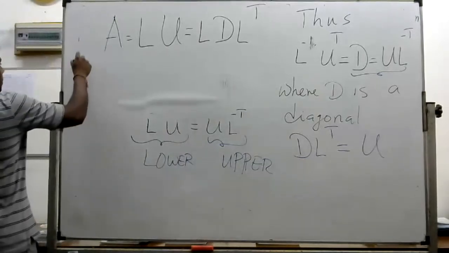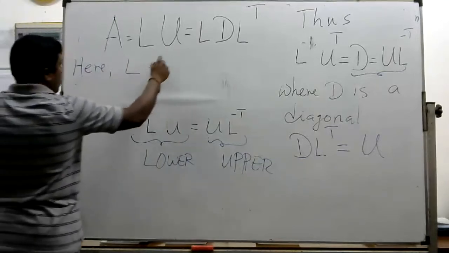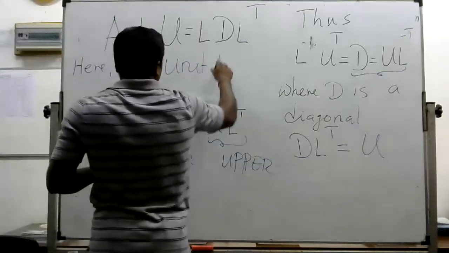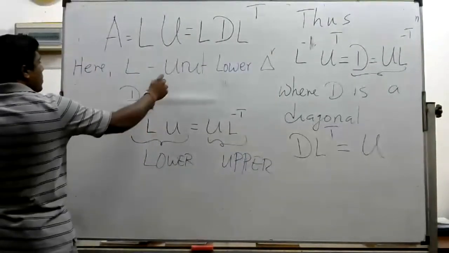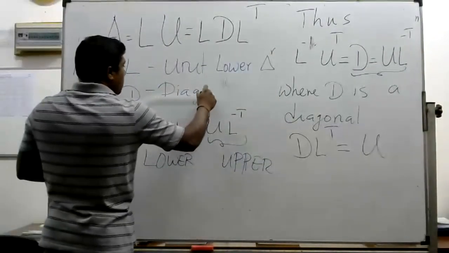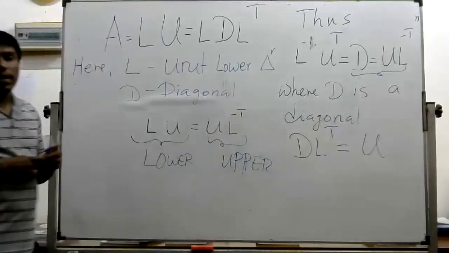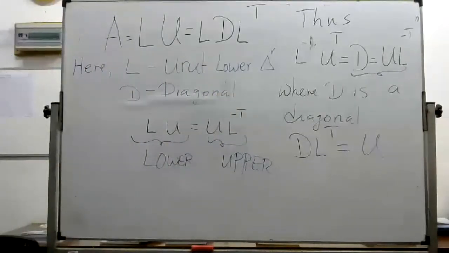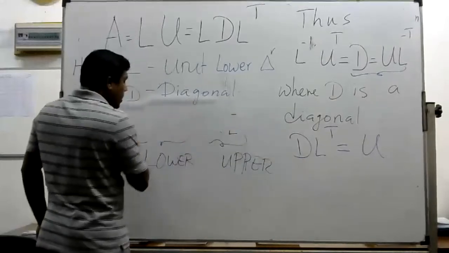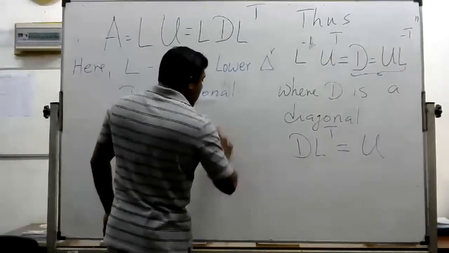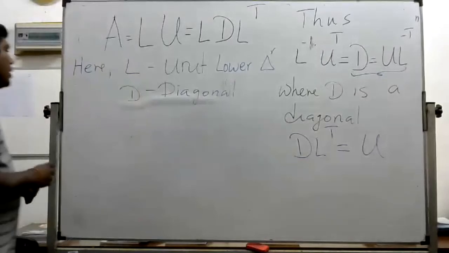So here, L is unit lower triangular and D is a diagonal term. Right? So D is a diagonal matrix. So this is a special type of factorization. Right. So now again I am going to leave the rest as an exercise for you to think about, and we will think about it in the next class again, right?